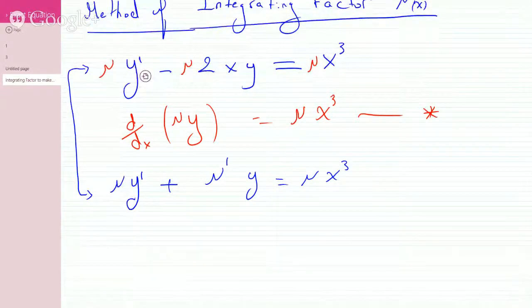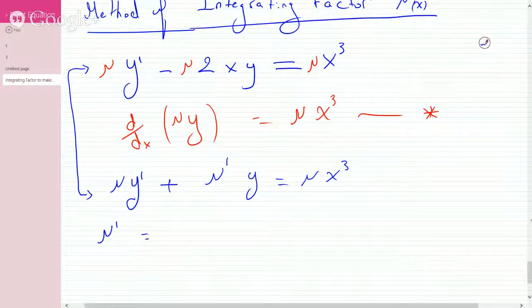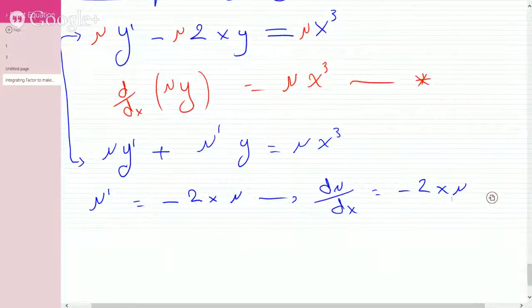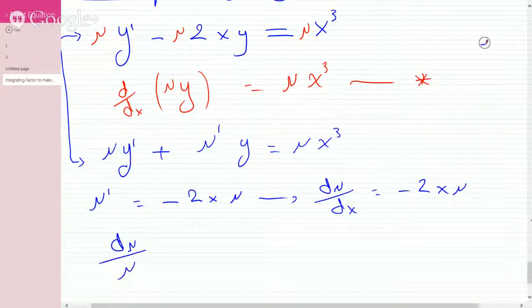And if we compare these two equations, we can't fail to notice that for those to be equal, since the first term is the same and the one on the right of the equal sign is the same, for the middle one to be the same, mu prime has to equal minus 2x mu, which makes d mu over dx equals minus 2x mu. Separate the variables, so d mu over mu equals minus 2x dx.